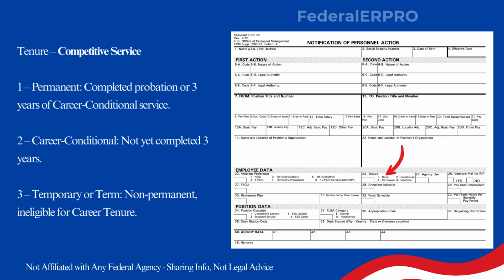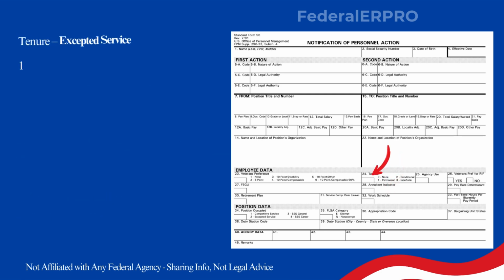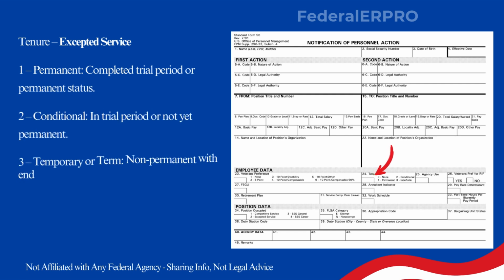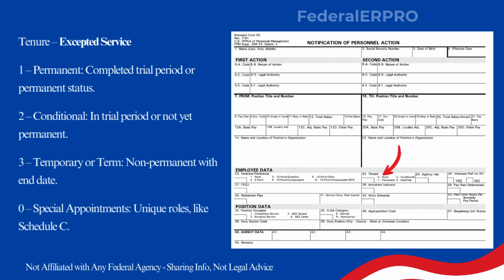In the accepted service, the meanings shift slightly. Code 1 equals permanent after completing a trial period. Code 2 equals not yet permanent, trial period in progress. Code 3 equals time-limited position. Some employees may see Code 0, used for unique appointments like Schedule C.